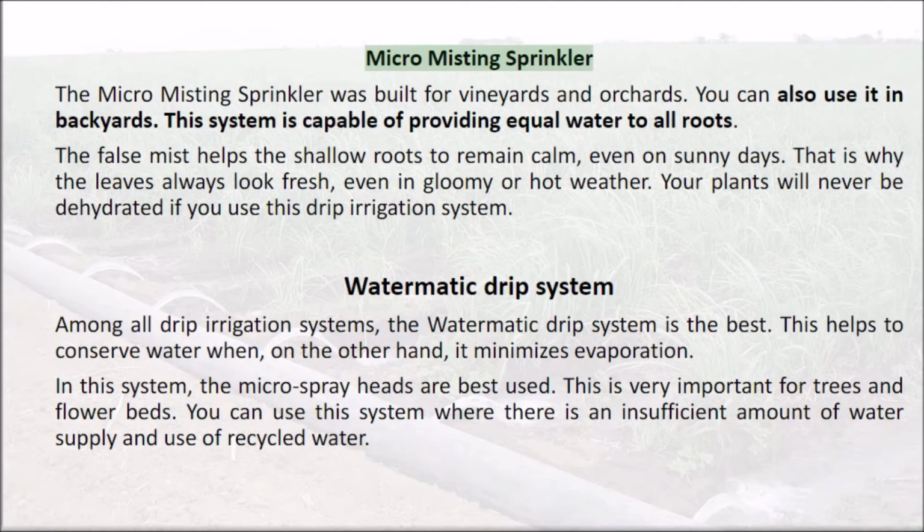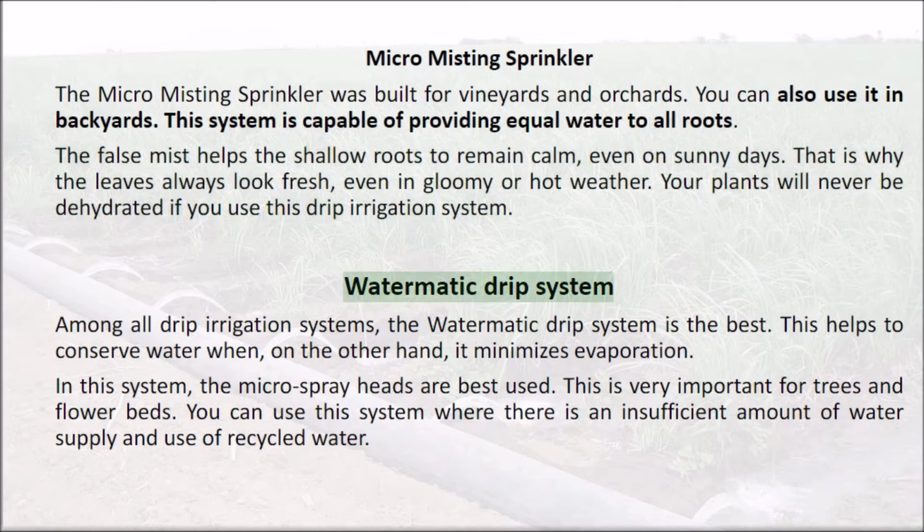Micro misting sprinkler. The micro misting sprinkler was built for vineyards and orchards. You can also use it in backyards. This system is capable of providing equal water to all roots. The false mist helps the shallow roots to remain calm, even on sunny days. That is why the leaves always look fresh, even in gloomy or hot weather. Your plants will never be dehydrated if you use this drip irrigation system.